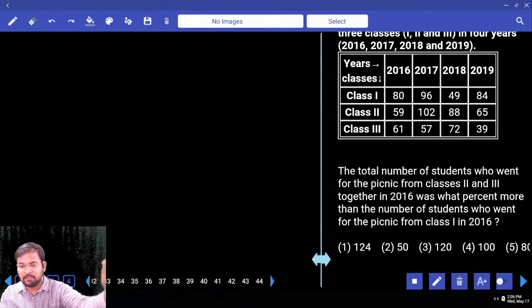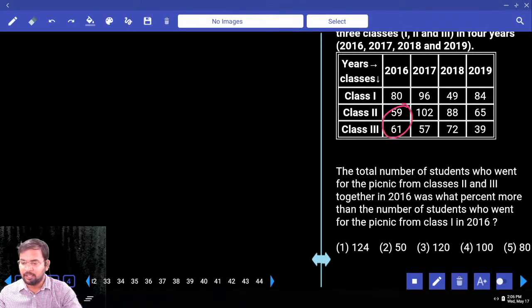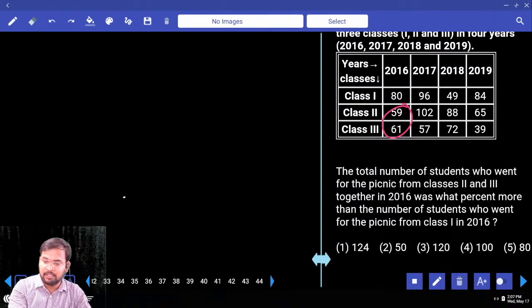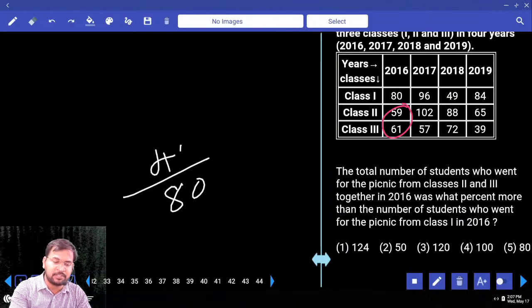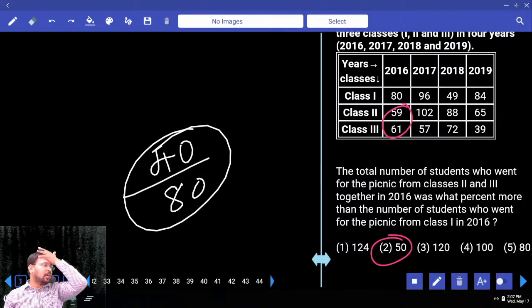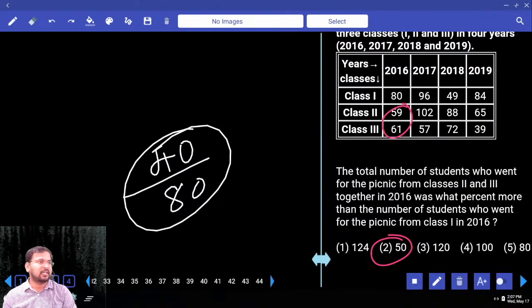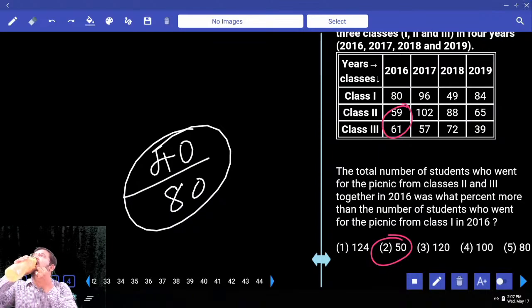Next one. The total number of students who went for the picnic from class 2 and 3 together in 2016 was 120, what percent more than the number of students who went for the picnic from class 1 in 2016? So difference is how much? Compared with 80, the difference is 40. 40 is how much percentage of 80? 50 percent. The person that comes after "than", you have to keep in the denominator. Whenever they are asking more or less, you have to take the difference. That difference you have to keep in the numerator.